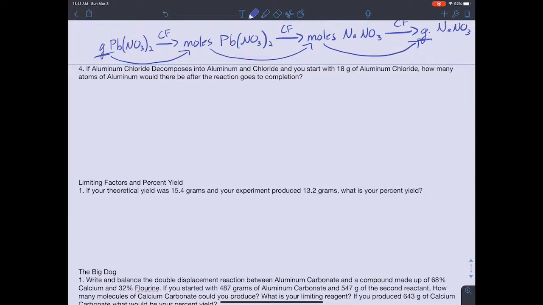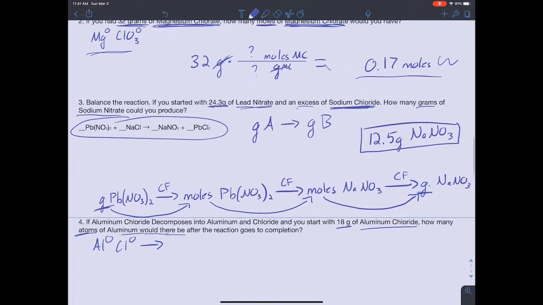Okay, if aluminum chloride decomposes into aluminum and chloride, you start with 18 grams of aluminum chloride, how many? Okay, so I'm asking you to write this reaction. So you need to be able to write out aluminum chloride, how the charges are going to interact. What are you going to get here? You have to write a decomposition reaction into aluminum and chloride. And I'm saying if you start with this many grams of aluminum chloride, how many atoms of aluminum would there be? So I want you to pay attention to this because we did a lot of these, right?